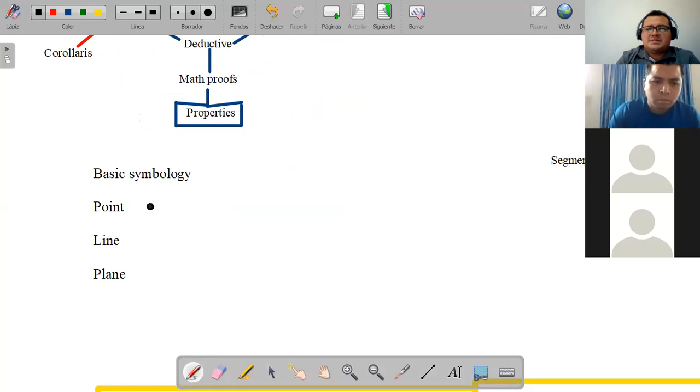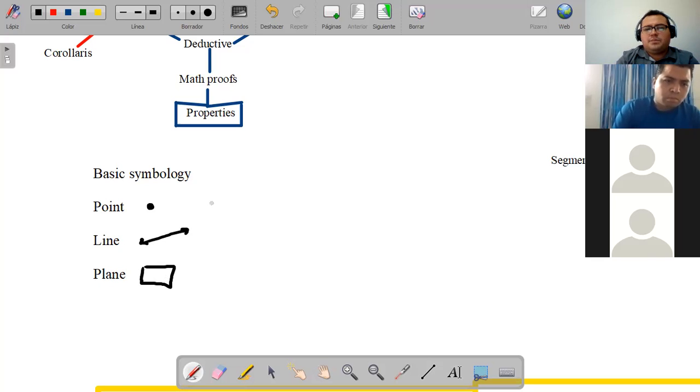This is not a good representation of a point. A point is just a location at the end. It's like the minimum part of something, like the atom in other sciences. What is a line? A line is a set of points that are working in a collinear way. A plane is a set of points that are working in a non-collinear way.